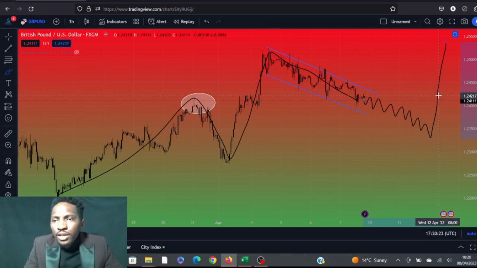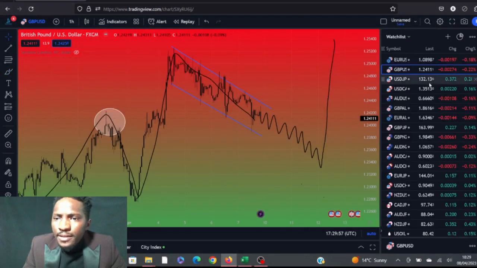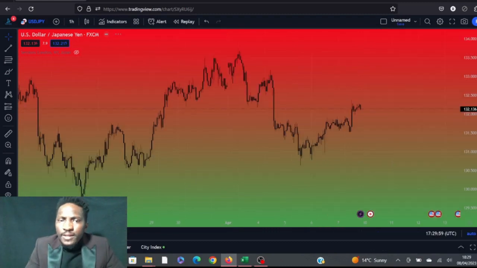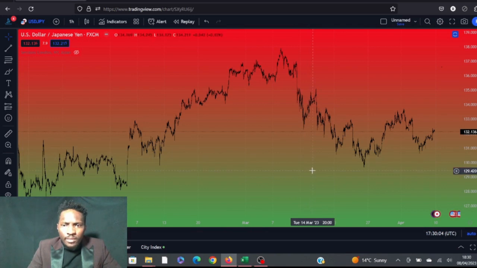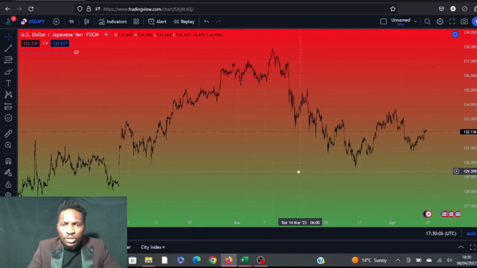So let's move on to the next currency pair. And the next currency pair that I'm going to analyze is the US dollar against the Japanese yen. And as always, the first rule of analyzing the market is looking at the market and being able to tell what kind of structure you're looking at.